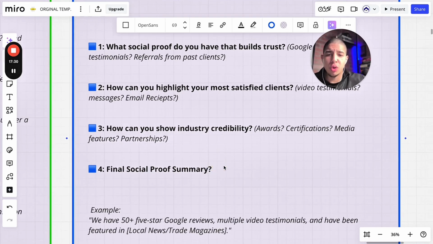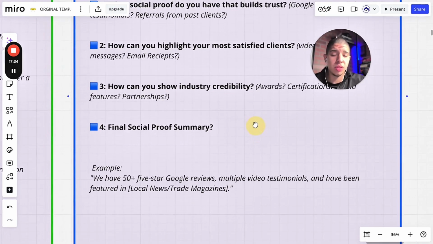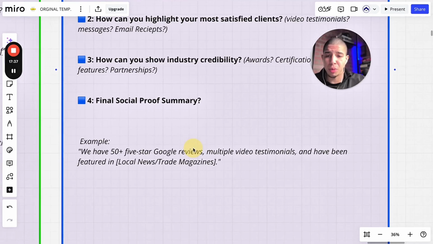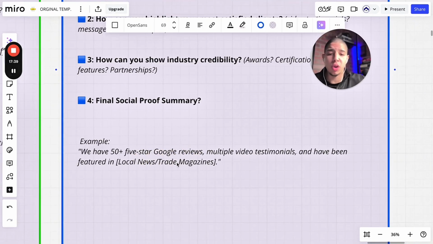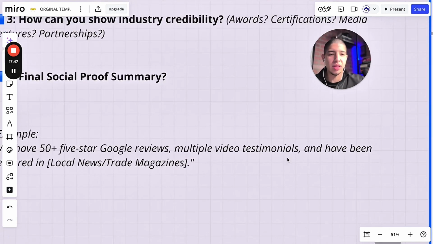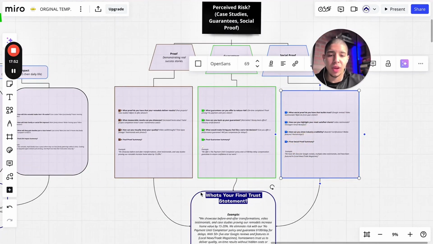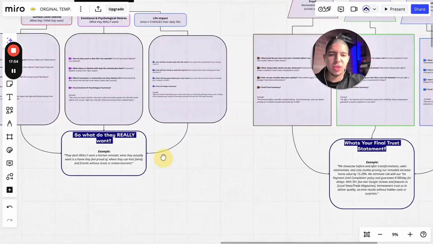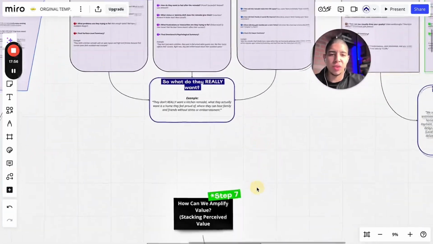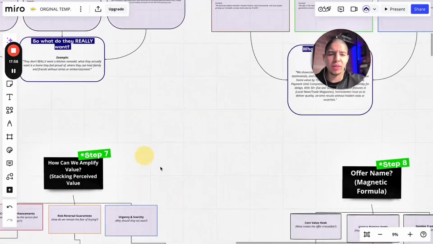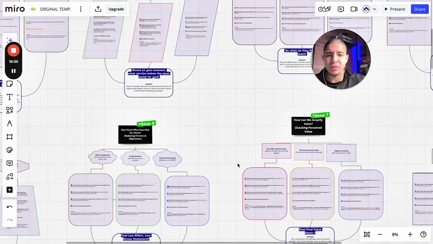How can you show industry credibility? Award certifications, media features, partnerships. Very powerful. Example, we have 50 plus 5-star Google reviews, multiple video testimonials, and have been featured in local news or trade magazines or the city parade, something like that. Very powerful stuff. Now, this is the last step, right? And I would read you guys this, but you could screenshot this and read it because it's important, but we got to get through these, right?